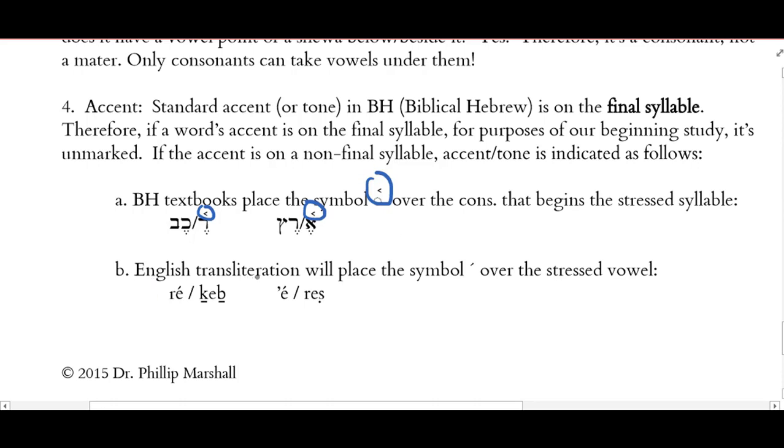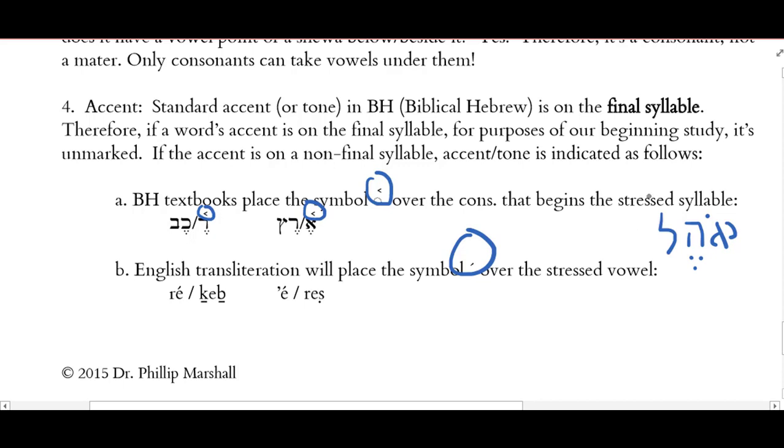Now, when we give English transliteration, we will place this little accent mark right here, this is the English accent mark, over the vowel that is being stressed. In the Hebrew, the accent mark is going over the consonant whose vowel is being stressed. Let me give you an example of why this is important. Let's take the word ohel. This is the word tent. Ohel is how you would pronounce this if it had final syllable standard stress. But the fact of the matter is that the accent is on the first syllable.